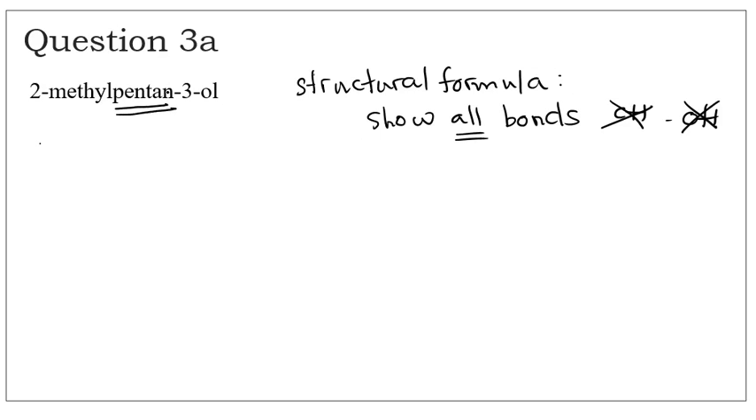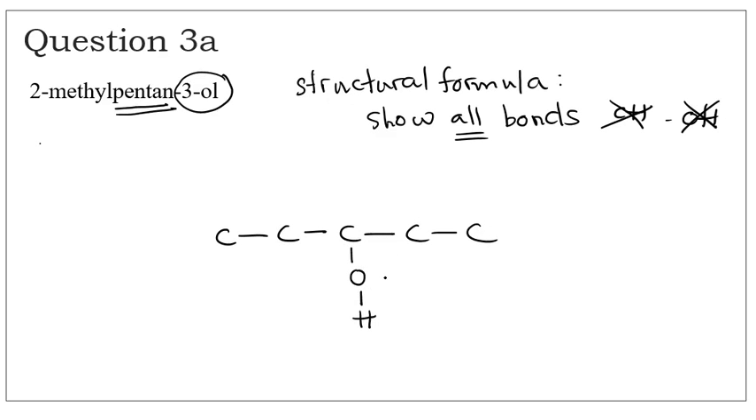Whenever you're given a name and you need to write it out, what I tend to start with is this, which is actually your longest carbon chain. So I know that I'm going to have a chain that contains 5 carbons. Then I'm going to put in the location of the functional group, which is on carbon 3. This is quite easy because it's right in the middle. So OH, please do not write OH, show the bond between O and H. And then there is a methyl group that comes out of carbon 2.